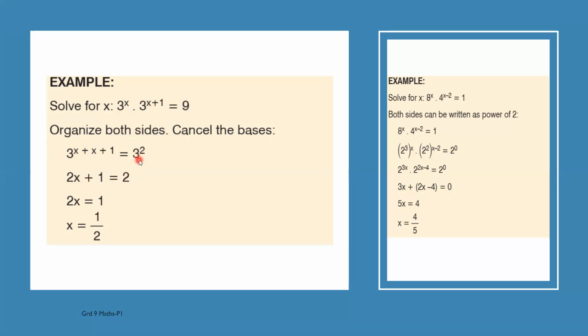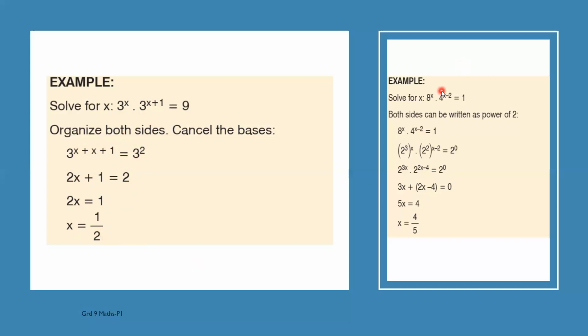Guys, as you can see, once I get the same bases, I'm just going to work with the powers. So 2x plus 1 equals 2. Then 2x will be, take this 1 to the other side, it's going to be minus 1. 2x equals 2 minus 1, which is 1. Then x equals 1 over 2.